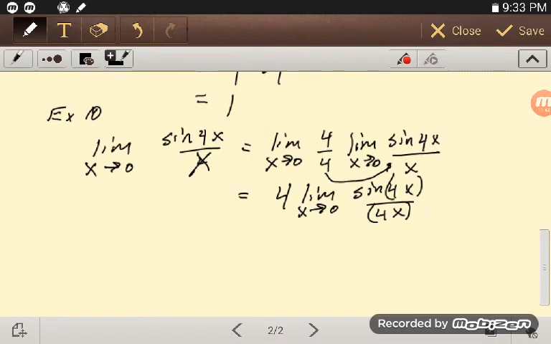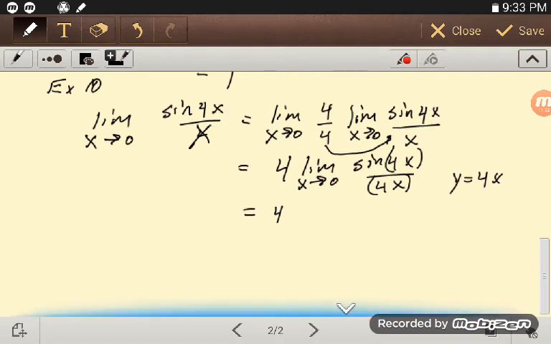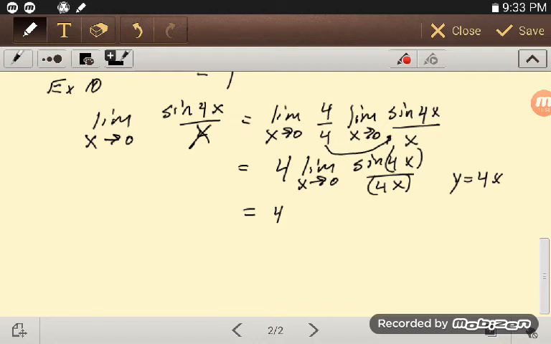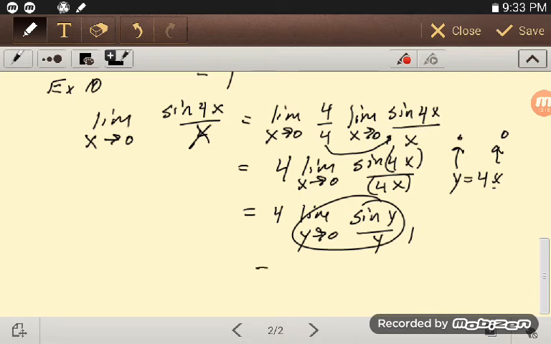And so now I have 4, but if I let y equal 4x, now the key here is that as x goes to 0, as this goes to 0, so will y. That will also go to 0. That's important that we keep track of that. So y is going to 0, and I make that substitution. This is sine of y over y, but now I know that that is 1, and I get 4 times 1, or 4. So we end up with 4 there.